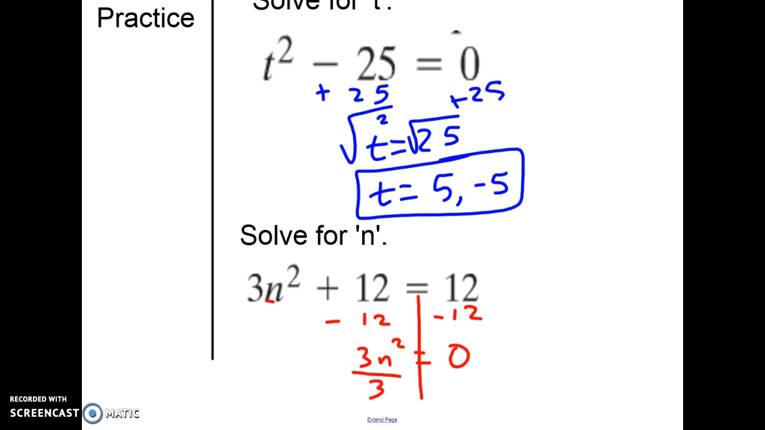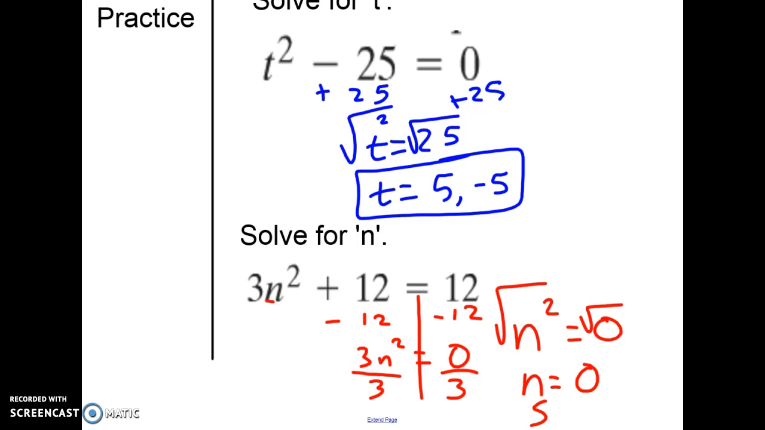Then when I divide by 3 on both sides, I still get 0. So I get n squared equals 0, and let's take the square root of both sides. And then I don't have to really do the positive and the negative of 0, because there's no such thing as a positive or negative 0. So in this case, we just have one solution, and that solution would be 0.